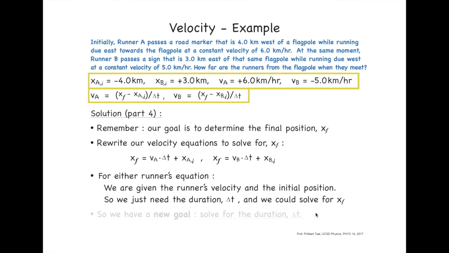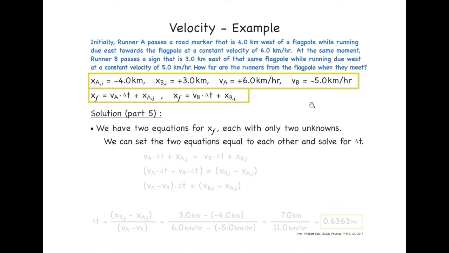But we weren't given duration, right? We could use this equation to solve for the one thing that we want if only we had delta t. So this is now a two-step problem. Our new goal is that we're going to try and solve for delta t. All right, so we have a new goal. Our goal is to find the duration of the run before they meet.